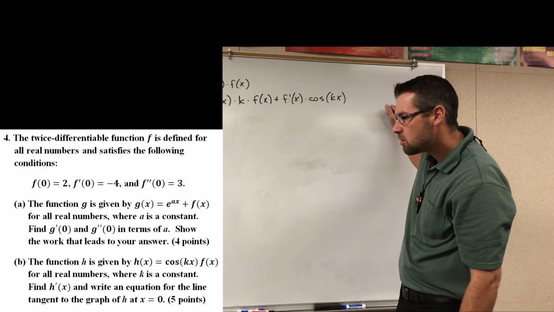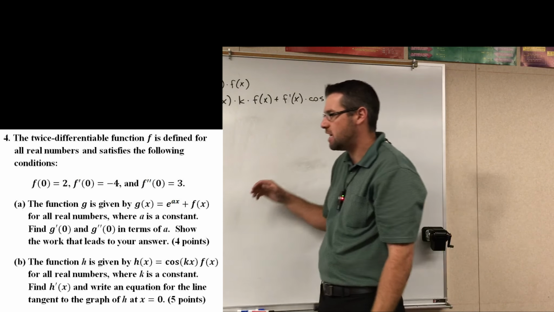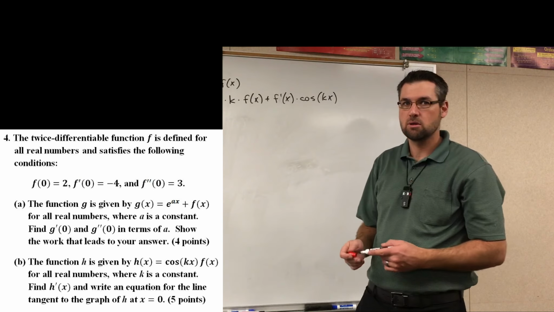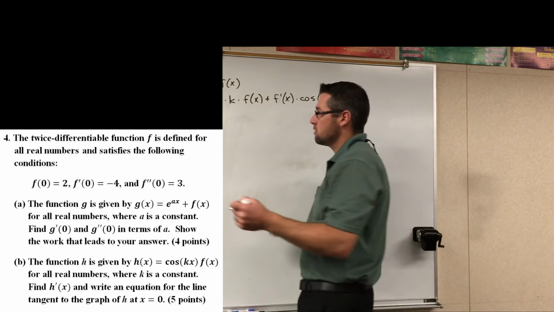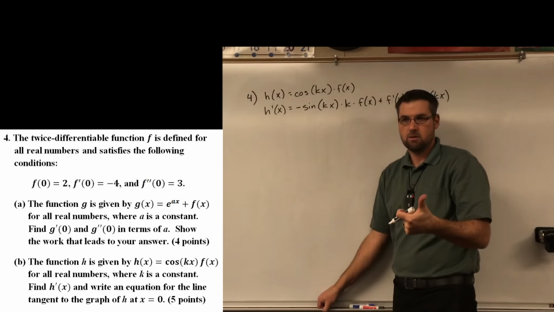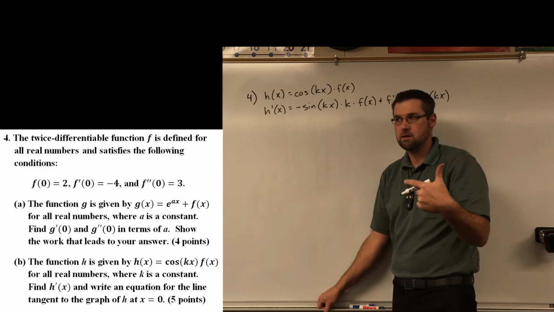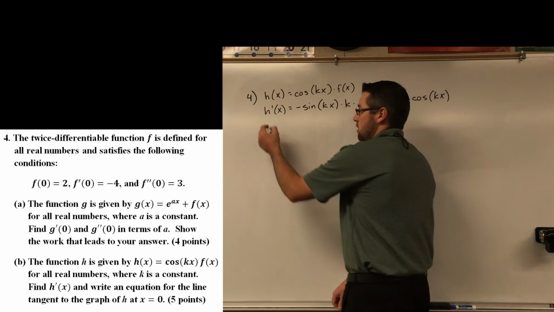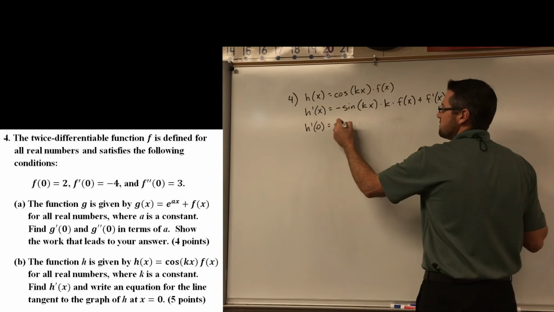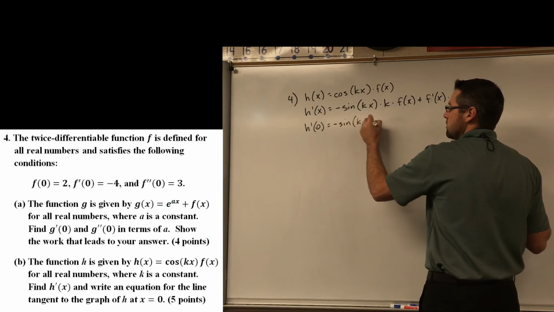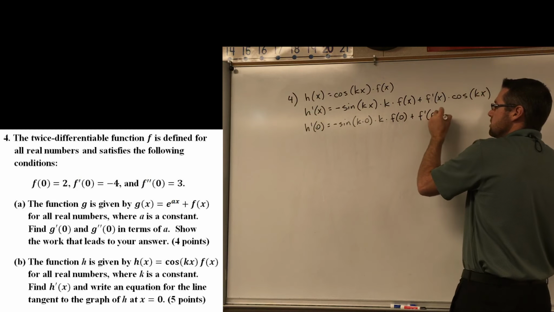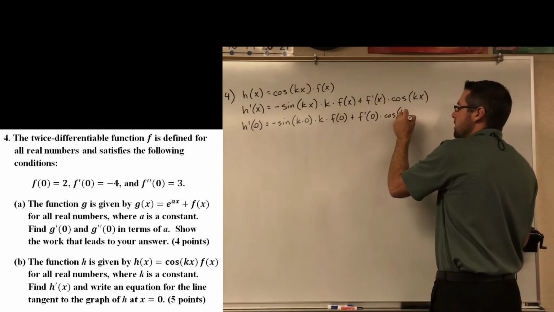Write the equation for the line tangent. We want the tangent line when x equals 0. I'm going to try to post the recording. For a tangent line I need to find two things: h prime of 0 and h of 0. So h prime of 0 means plug 0 in. This would be negative sine of k times 0 times k times f of 0, plus f prime of 0 times cosine of k times 0.